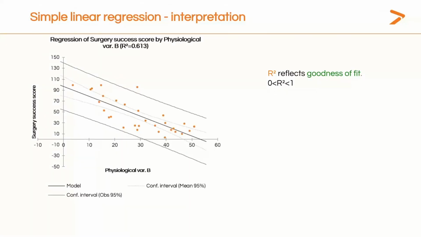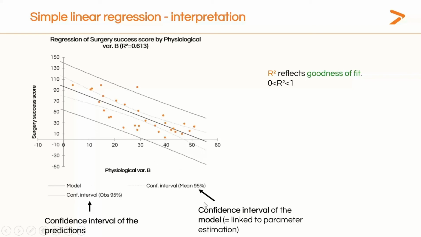You also get this result at the bottom of the report. This is the regression line in the middle, which is bounded between two confidence envelopes, a narrow one with dashed lines and a thick one with complete lines. Let's start with the narrow one. This is the confidence interval of the model linked to parameter estimation. So in the population of patients, the model has 95% chance of being between these two lines in this envelope.